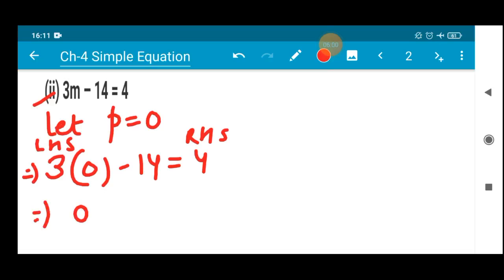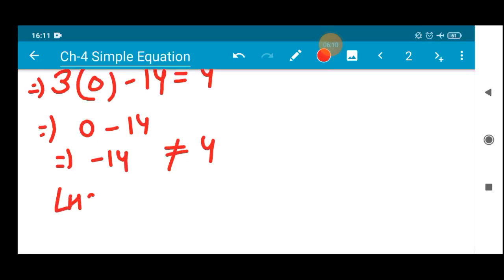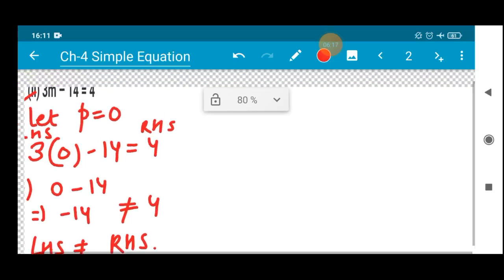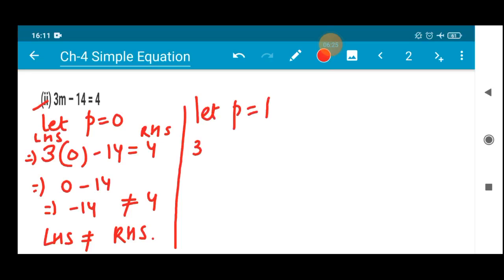3 times 0 is 0, minus 14, so clearly it is minus 14, which is not equal to 4. We can write that LHS is not equal to RHS, that is, the value 0 is not satisfying the given equation. All right, let us try the next value of p, that is, let p is equal to 1. 3 into 1 minus 14 is equal to 4. This is LHS, this is RHS, our target.